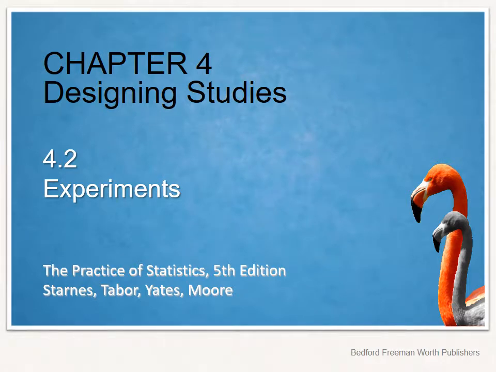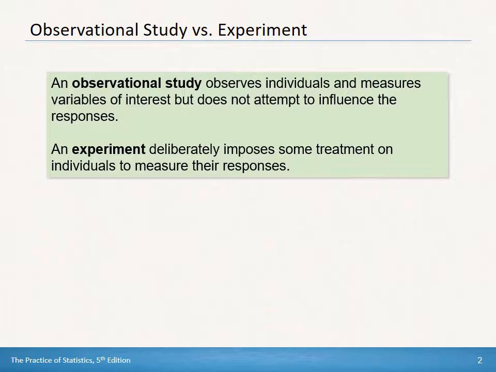Today we're going to look at section 4.2, and this is designing studies. So there are two different types of studies. The first one is an observational study. This observes individuals and measures the variable of interest but does not attempt to influence them. So an observational study is exactly what it sounds like.